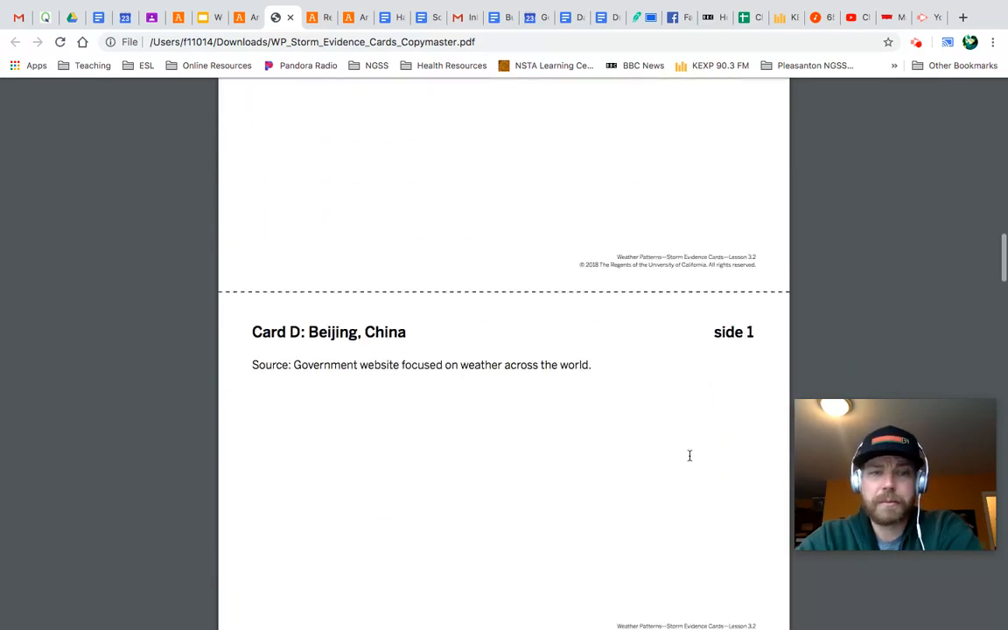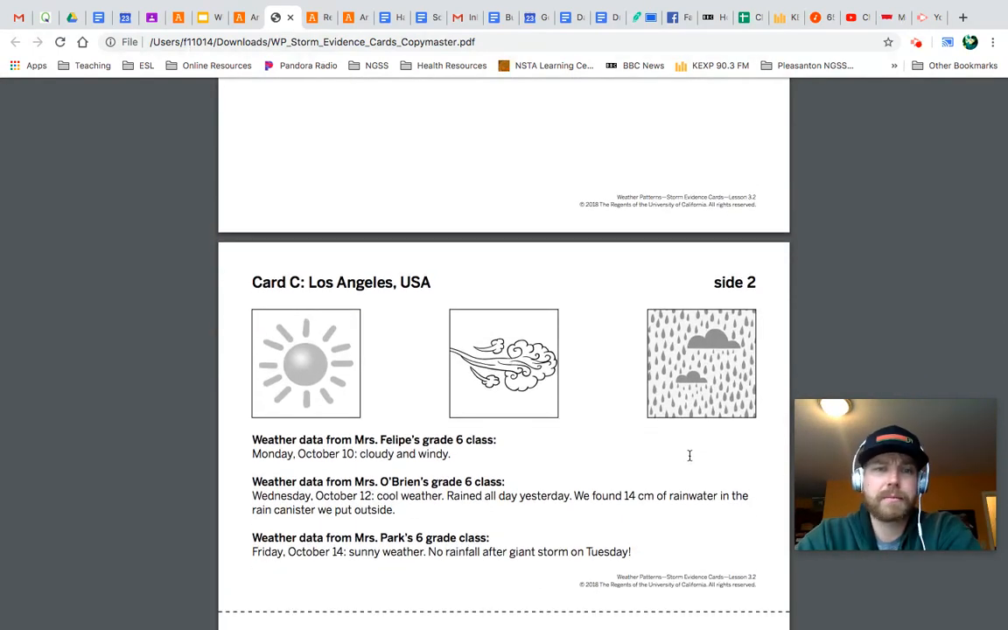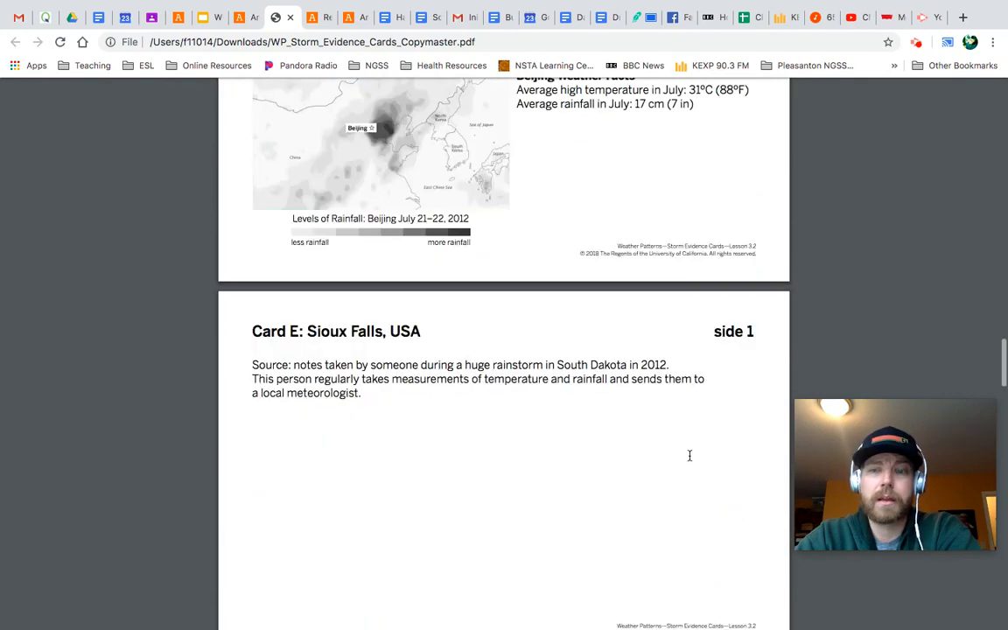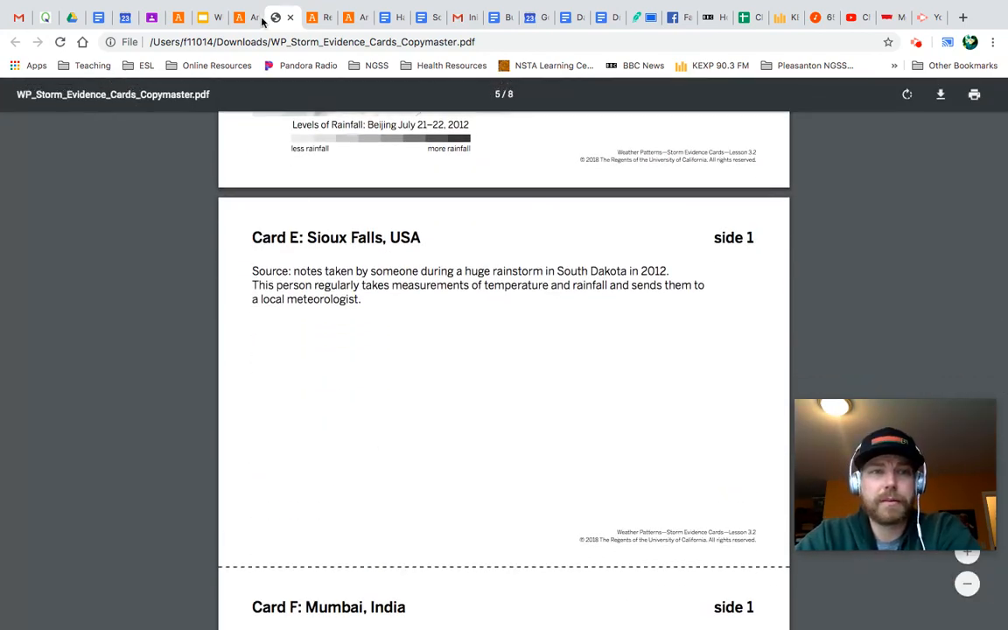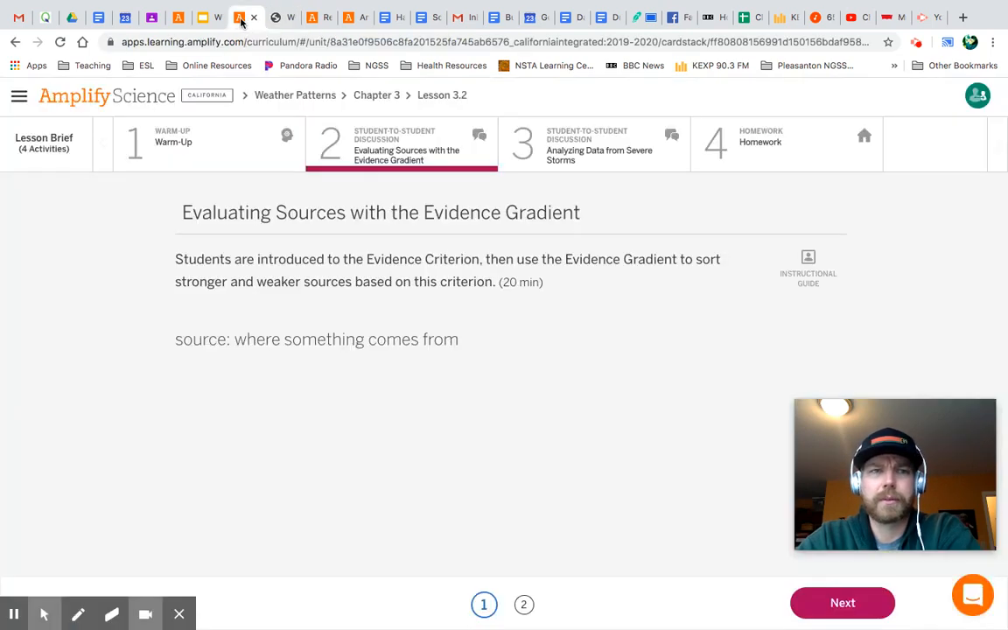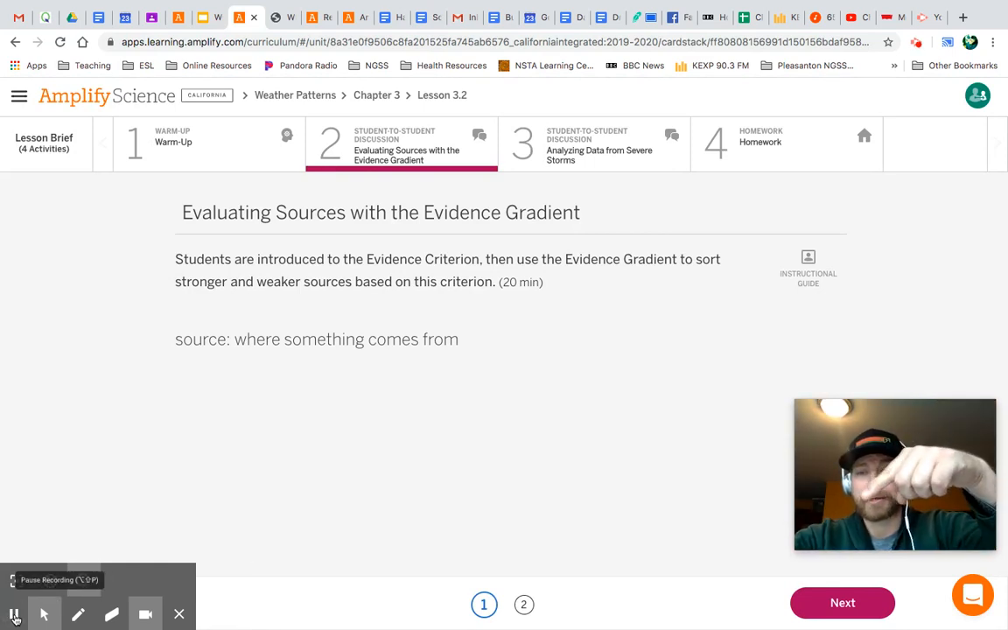What you're going to be doing is putting them in order. What do you think is the most reliable piece of evidence based on the source, and which is the least, and what are all the sources in between? So I'm going to give you a minute to do that. I guess what I would want you to do is actually just write it down somewhere. Take a note. Which evidence card, A, B, C, D, E, F, put them in order of what you think is the most reliable to the least reliable. Do that now. Pause.